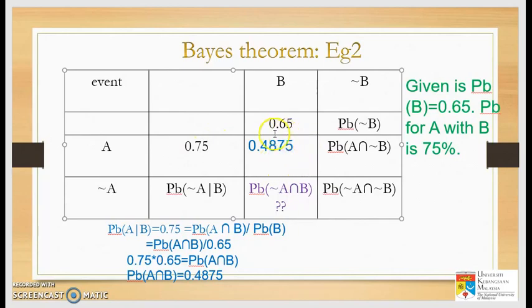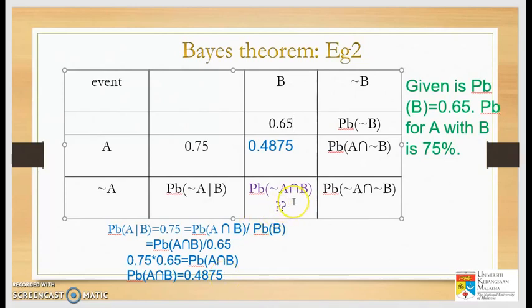The probability of A happening after B is 75%, so 0.75. Can you calculate the probability of the intersection of A and B? As I show here, probability of A and B divided by 0.65 gives you A and B. So this is multiplication rule number 2. The answer will be 0.4875.